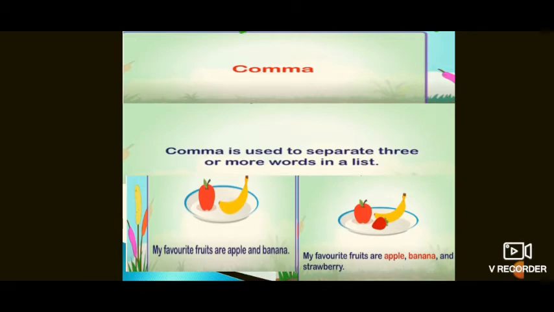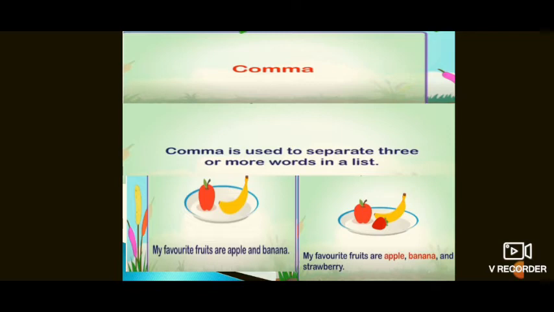So what we will do? My favorite fruit are apple. Okay, so now we have to separate the words. For separating the words, as I told you, we have to use comma. So now apple is there, second one banana is there, and third one is strawberry. So how we have to write, children? My favorite fruit are apple, comma, banana, comma, and strawberry.